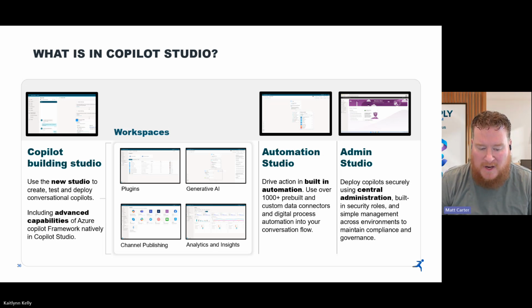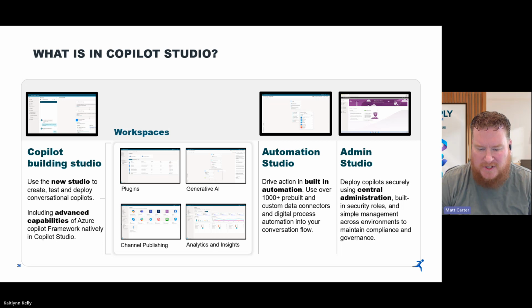The first, Automation Studio, also known as Power Automate, can be used to inject process automation into your conversations right inside your Copilot. The second, Admin Studio, also known as the Power Platform Admin Center, is where you can manage deployment across environments and maintain compliance and governance for your custom Copilots.